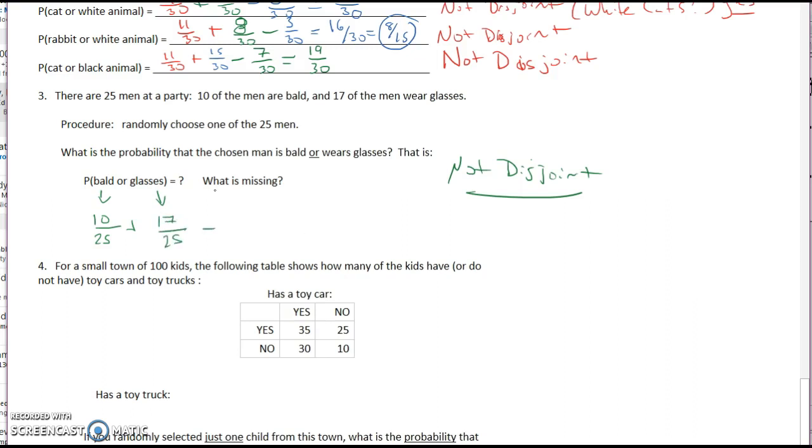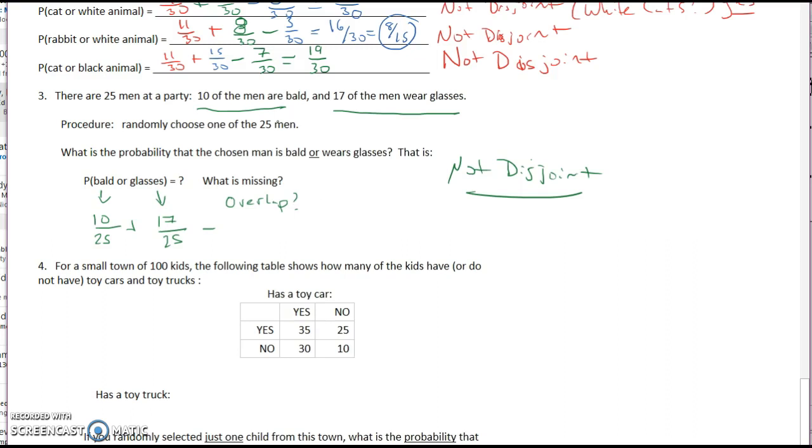And then I do minus. What are we looking for? We need to know the number of bald men who have glasses. And I'm stuck here because you see they tell us the men that are bald. They tell us the men that wear glasses. But do we know the overlap? No, it doesn't tell us.